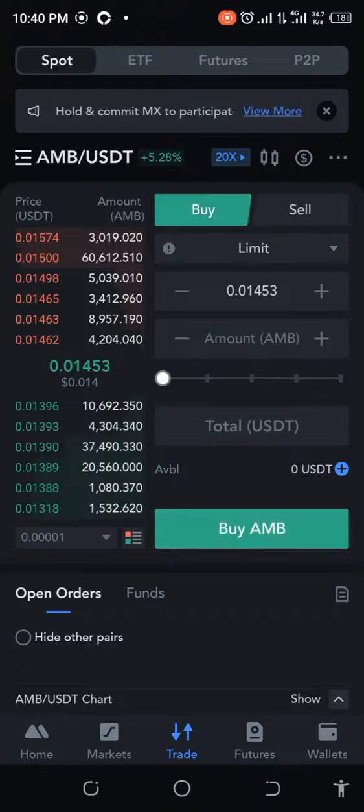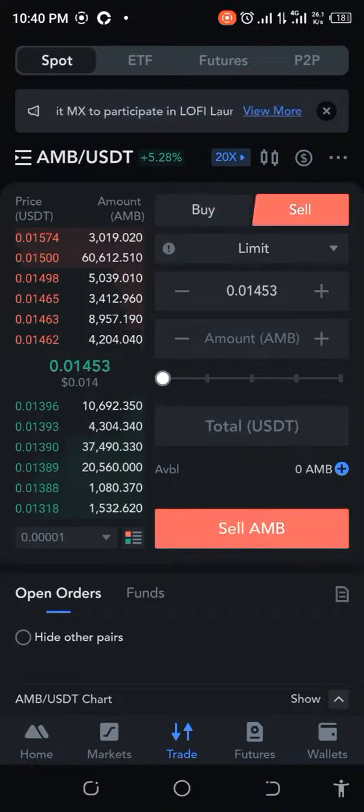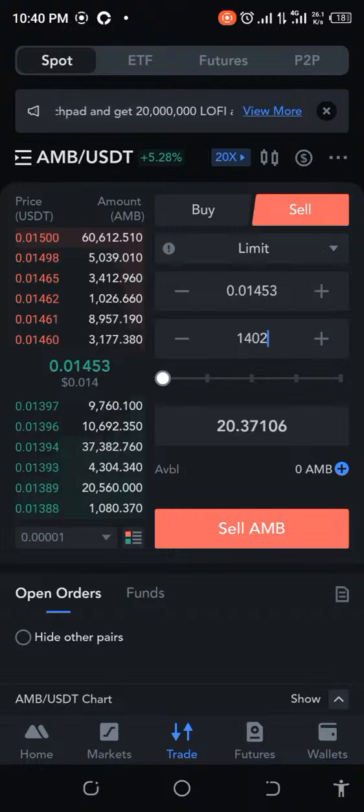That's 0.01453. So let's just refresh that and sell and see how much we'll get. Okay, 37 cents. Wow, that is definitely in the range. This is just a basic simulation, right? Earlier it was about 40, but now it's going to 37. It shows that it's going down a bit. But let's go ahead and get this done.